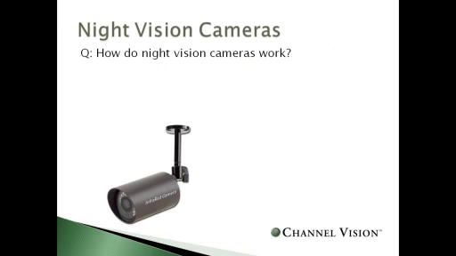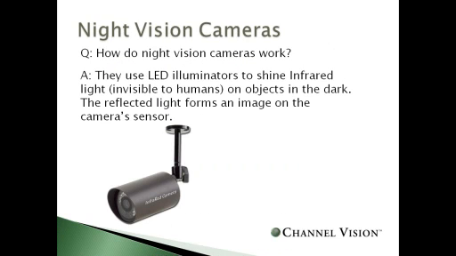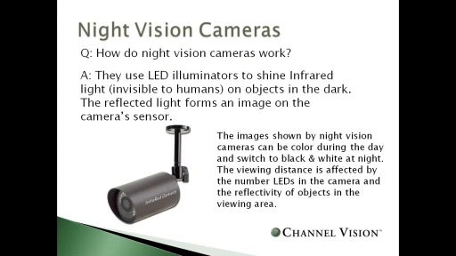Just a few more terminology, and then we'll wrap into some camera specifications and how to spec the right camera. But first, you might want to know about night vision cameras and how do they work. Well, basically they use LED illuminators, which are invisible light, to reflect off objects back onto the camera's sensor so that it can produce an image. Images on night vision cameras are shown in black and white so that the camera can pick up all of the available light.